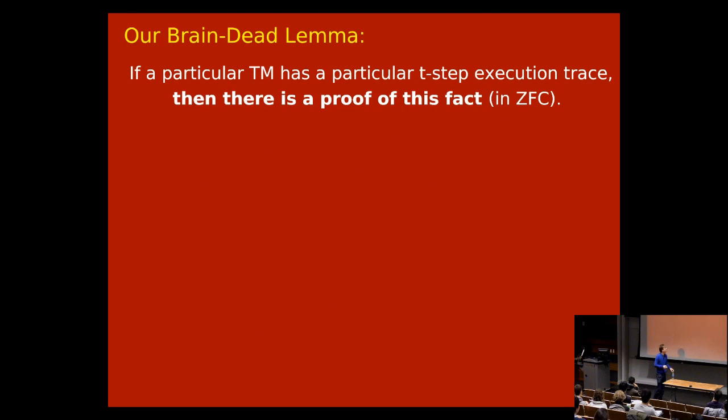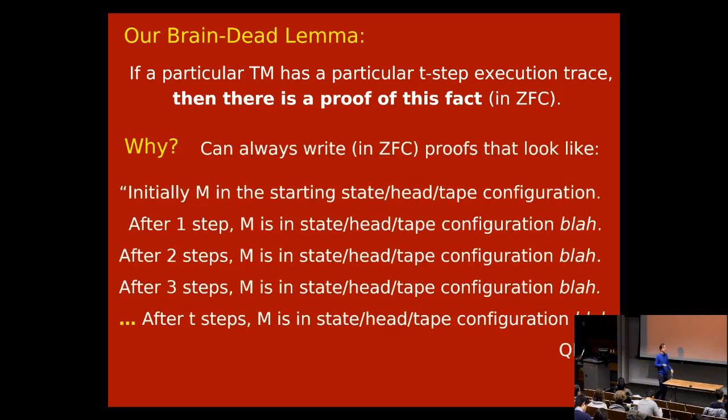So the particular brain dead lemma that we're going to use is that the following is true. If you have some particular Turing machine, and it has a particular t-step execution trace, then there is a proof of the fact that it has that execution trace in ZFC. It's just saying that ZFC has all the language it needs to follow the execution of a Turing machine for t steps.